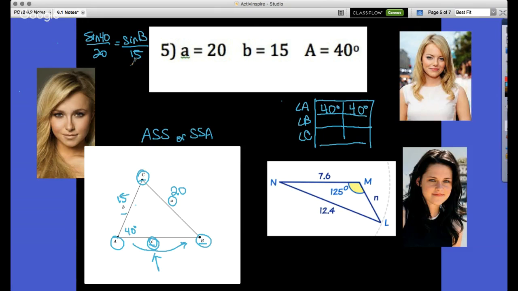All right, so as I keep going, I'm going to cross multiply. So I'm going to do 15 sine of 40 equals 20 sine of B. Remember that you should be in degree mode, so just be careful on that. So when I divide this out, we're going to go 15 sine of 40. Perfect. Divide that by 20.